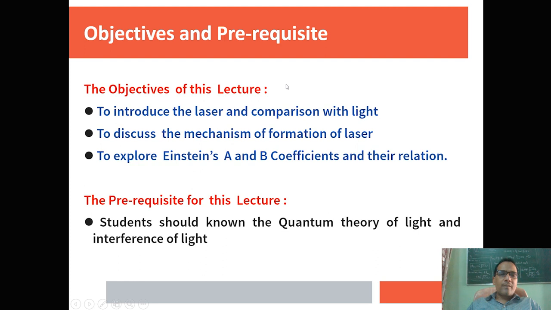The objectives of this lecture are to introduce the laser and its comparison with light, to discuss the mechanism of formation of laser using the detailed mechanism, and to explore Einstein's A and B coefficients and their mutual relations. As a prerequisite, I expect my students to have knowledge of the quantum theory of light and the interference of light.